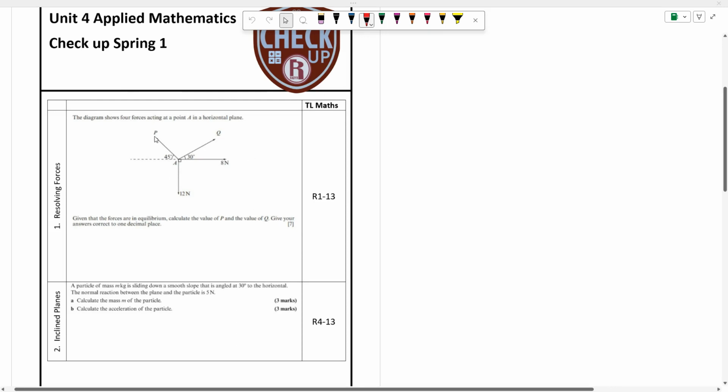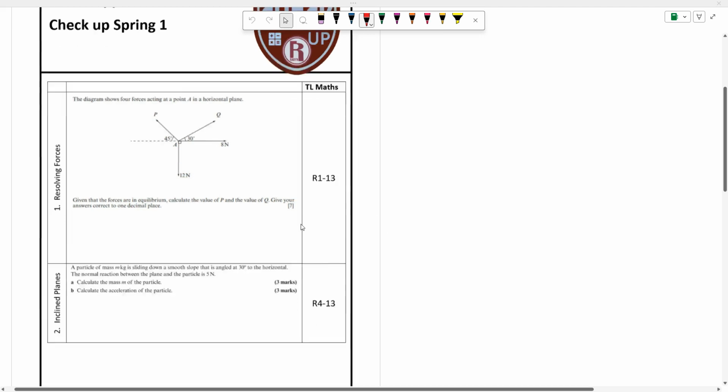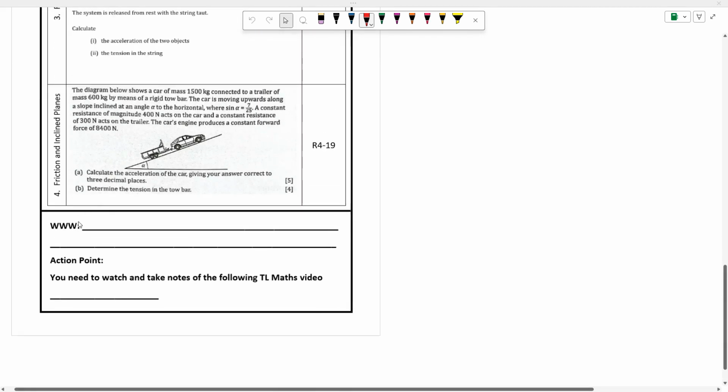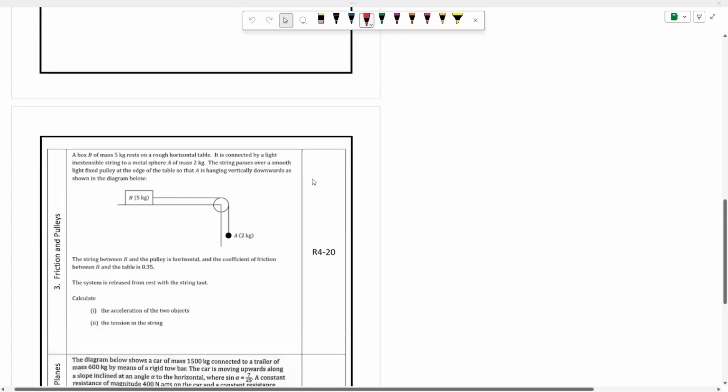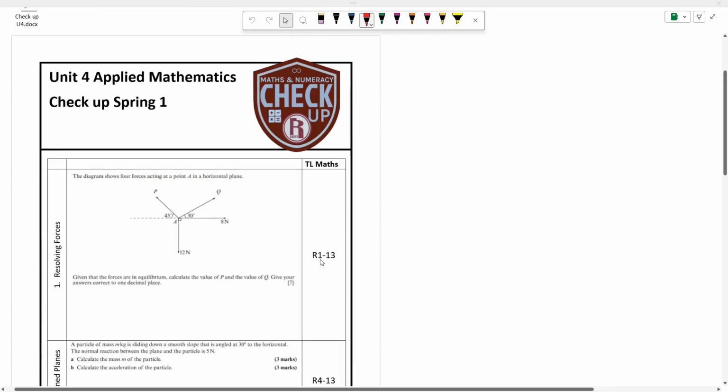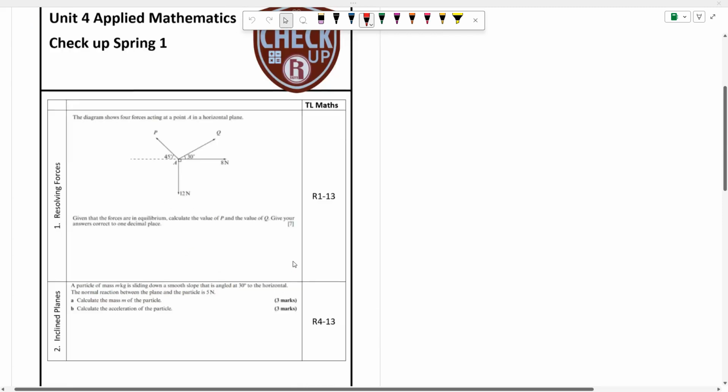Now, similar to the other ones, you should have had this back marked from your teachers, and then you should have what went well and then an action point, which will be one of these TR Maths videos for you to go and watch. So make sure that once you've marked this, you go and watch those, you make your notes, and you complete your DIRT like you're supposed to.